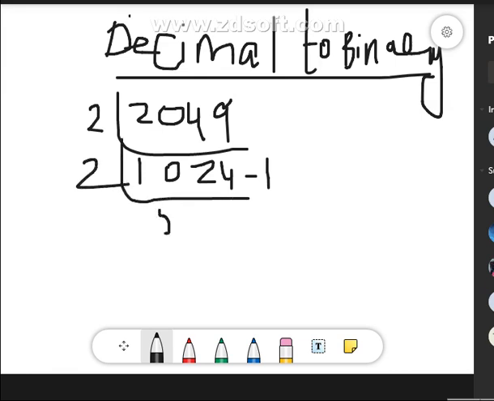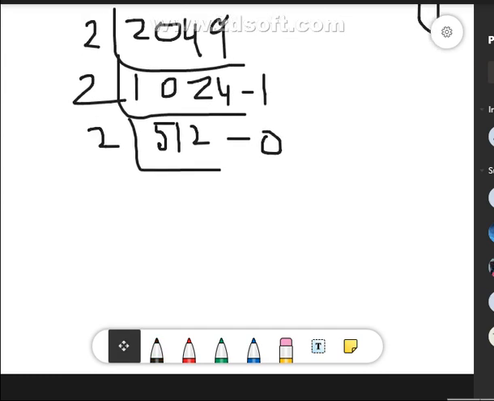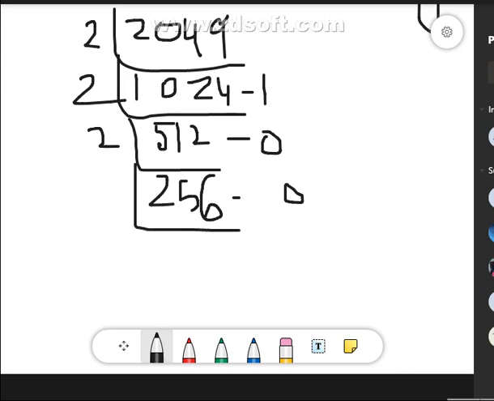2 5s are 10, 2 ones are 2, 2 2s are 4. Here we didn't get any remainder, so the remainder is 0. Next, 2 2s are 4, 2 5s are 10, 2 6s are 12. Here also the remainder is 0. Next one, 2 1s are 2, 2 2s are 4, 2 8s are 16. Here also the remainder is 0.